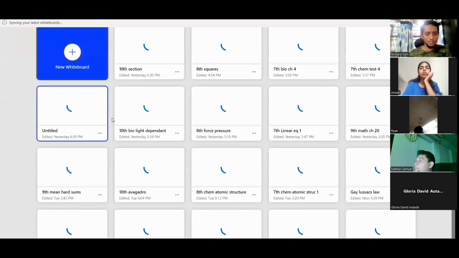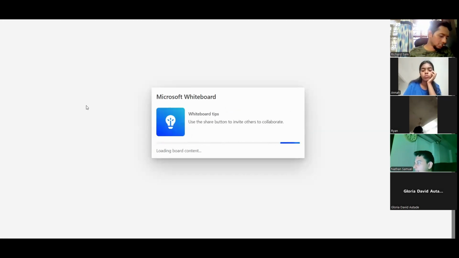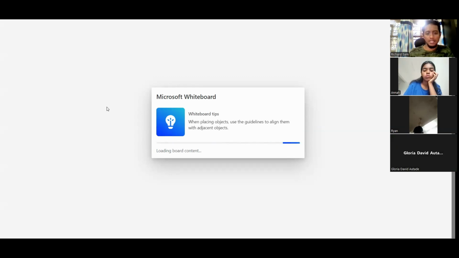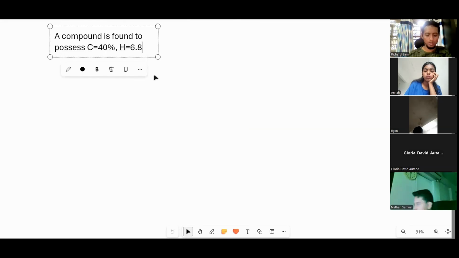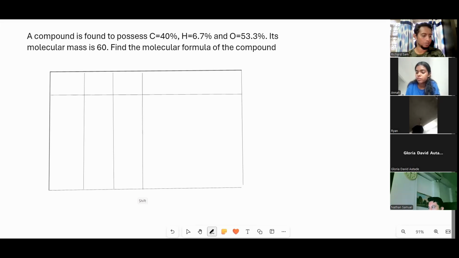I'll write down the question here. This is example 8 in your books. Those of you who don't have books, I'm writing the question here. A compound. Right, all of you write down the question. Okay, so there's a compound.